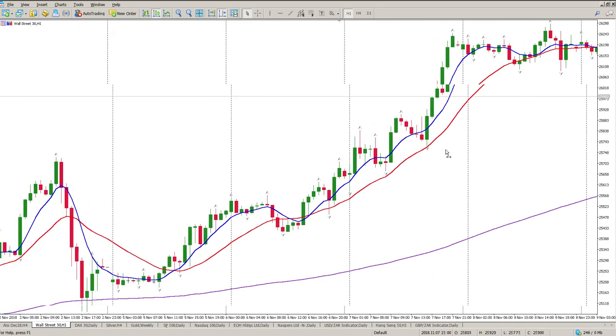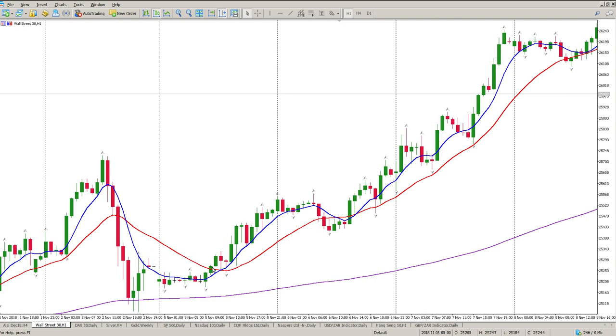The second part of this is you'll notice we get a crossover over here. You can see red is above blue, and now we've got blue above red. There's a crossover, which has indicated a change in trend.